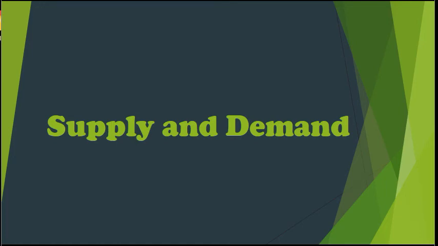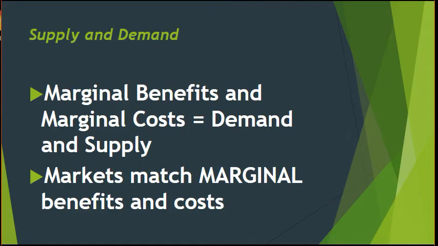Here we go, the quick version of supply and demand. Supply and demand is about marginal benefits and marginal costs. It's about the things we talk about as economists all the time. Marginal benefits and marginal costs.